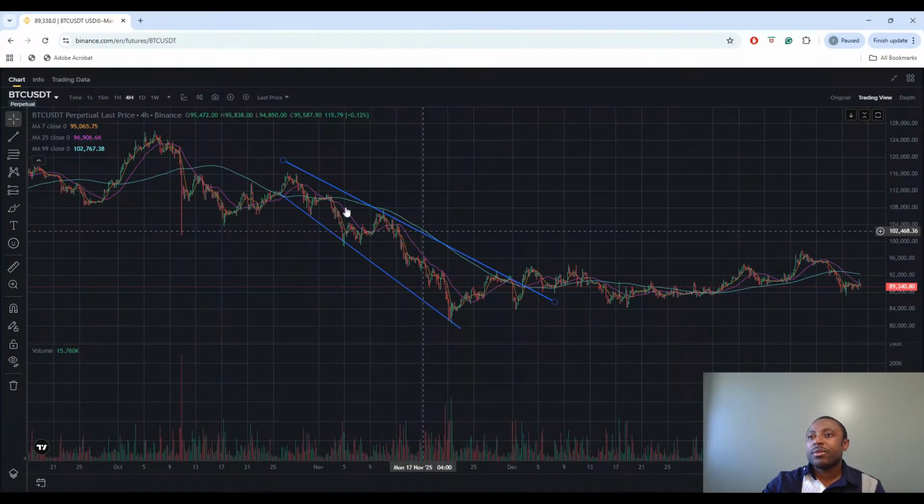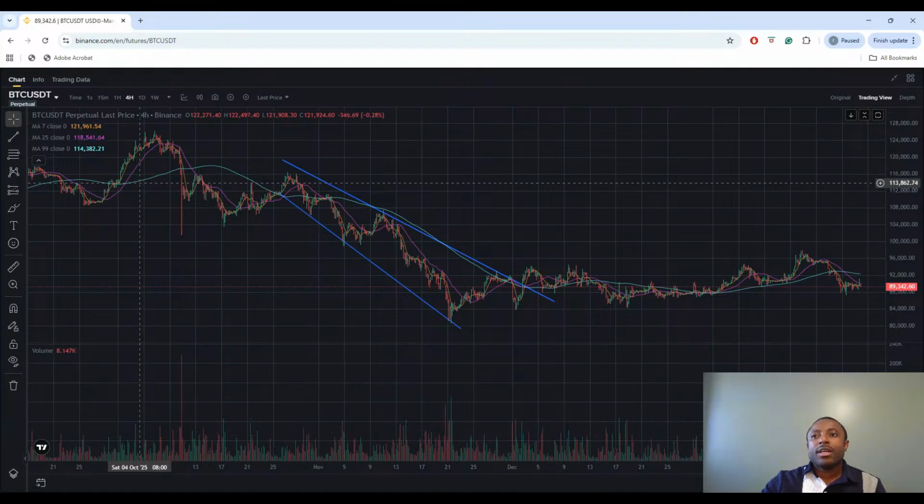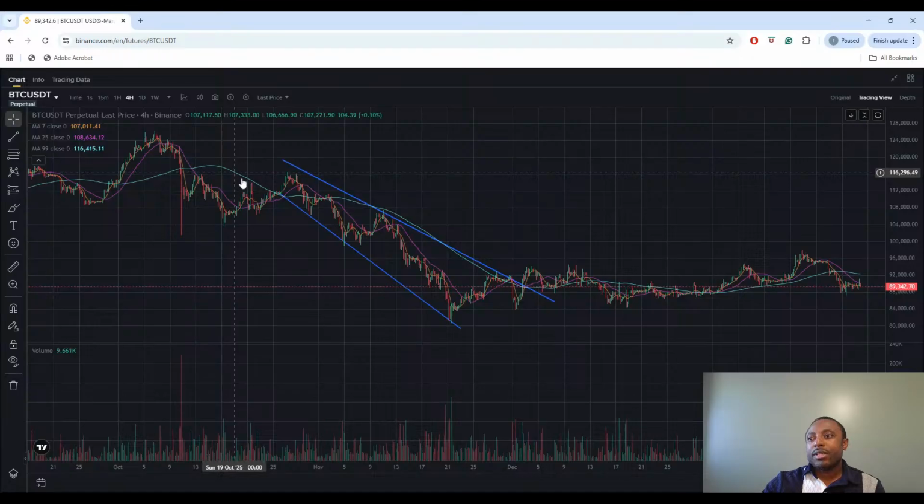What are these lines? What do they represent? These are called moving average. So that's a moving average line.